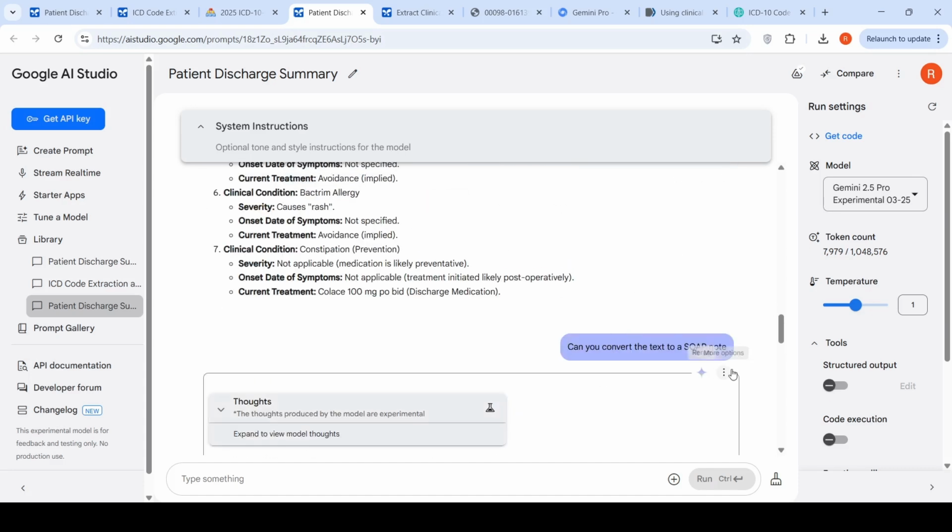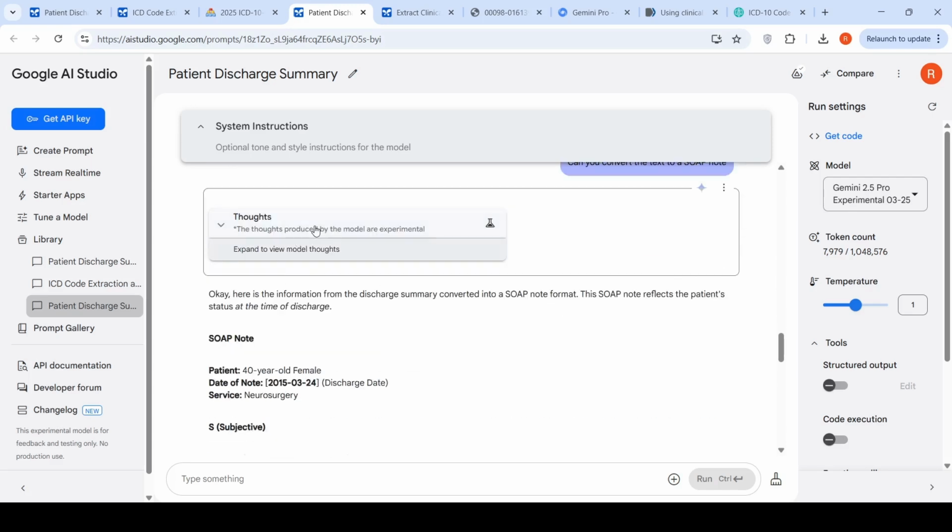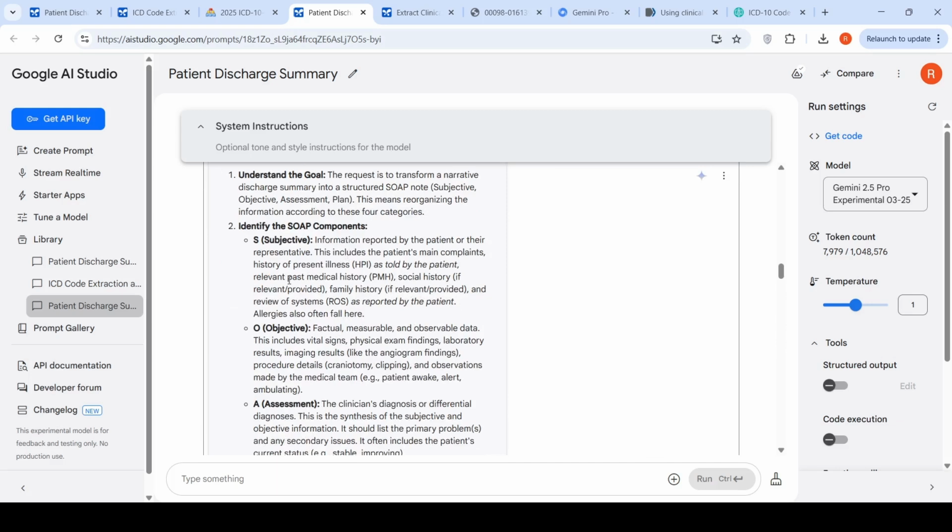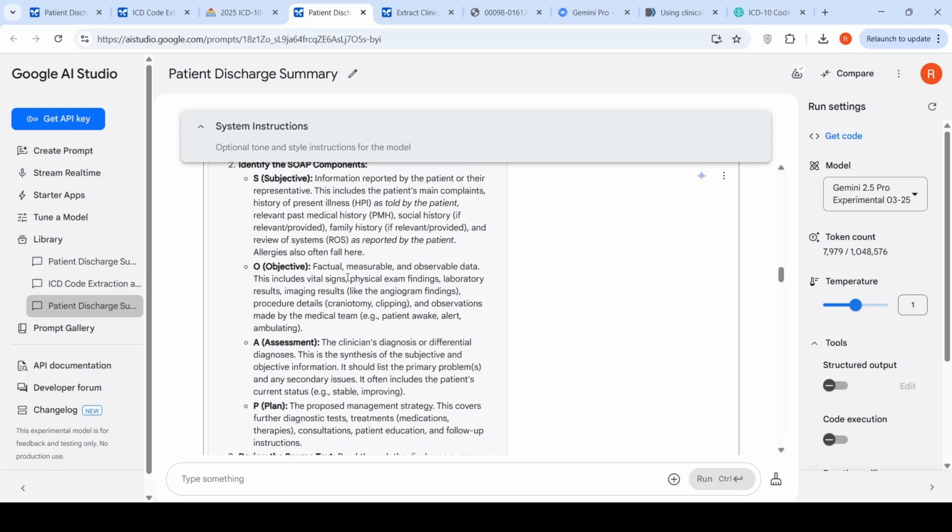Then I said, can you convert this text to a SOAP note? Okay, a SOAP note basically has something known as subjective information, objective. So subjective information is information reported by the patient or their representative. This includes main complaints, history of present illness, past medical history, social history, and so on. Okay. Objective is what is measured, factual, observable data. This includes vital signs, physical exam findings, laboratory results, and so on.